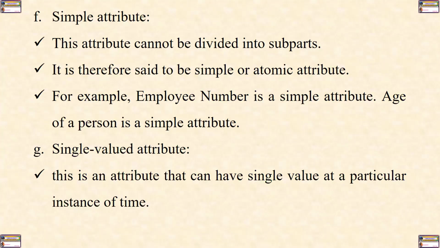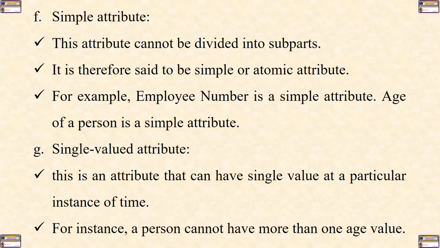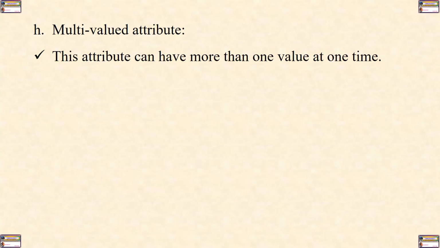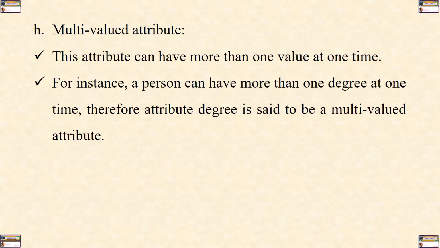We also have what we call single valued attribute. This is an attribute that can have a single value at a particular instance of time. For instance, a person cannot have more than one age value. So that is as simple as that. We have what we call multi-valued attribute. This attribute can have more than one value at one time. For example, a person can have more than 1 degree at one time, or more than one course. Therefore, the attribute degree is said to be a multi-valued attribute.